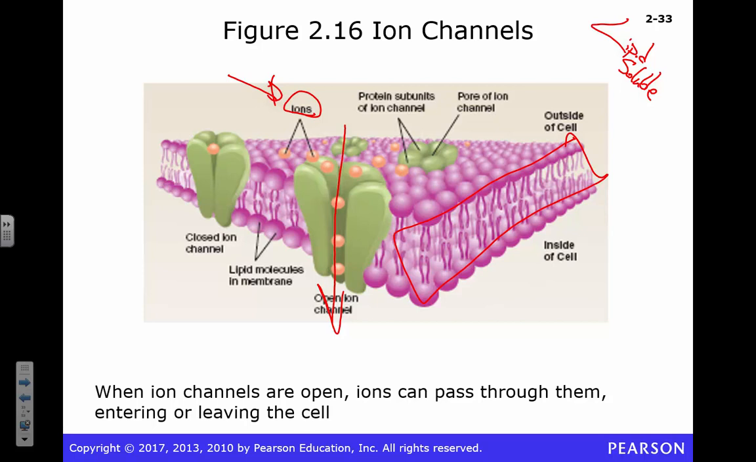Did you say lipids go through the ion channel? No. No. Ions go through the ion channels. They can't go through the lipids because they have a charge. So they're going to be repelled anytime they try to go through there. They're just going to bounce right off. They have to go through the ion channel, in or out, depending on which way it is.